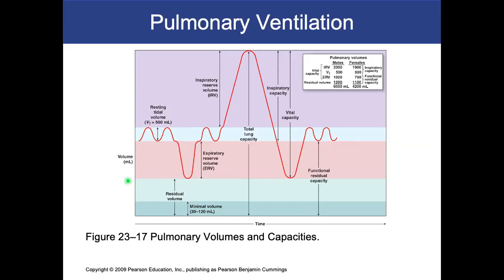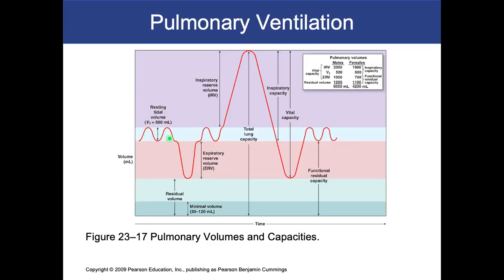1,000 mils, 2,000 mils, 3,000 mils, 4,000 mils, 5,000 mils, 6,000 mils, all right? And so the average tidal volume, or the average volume that a person can move in a normal breath, is about 500 mils, okay?